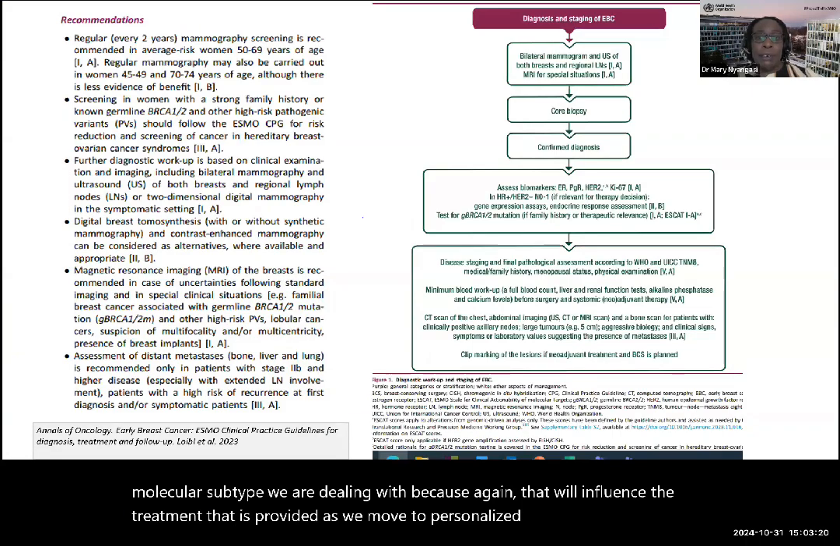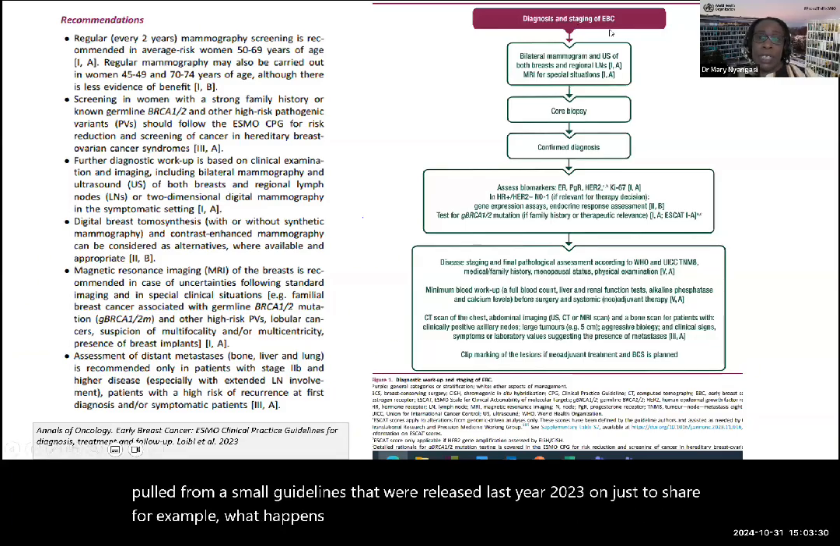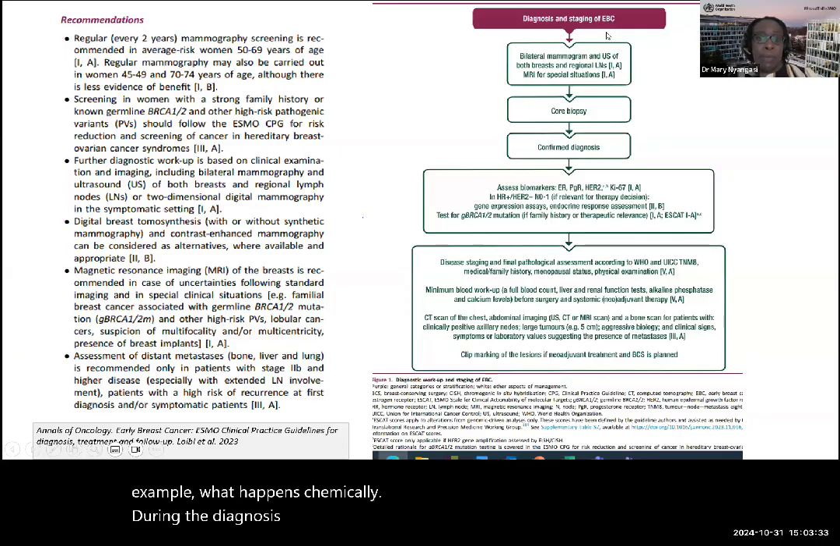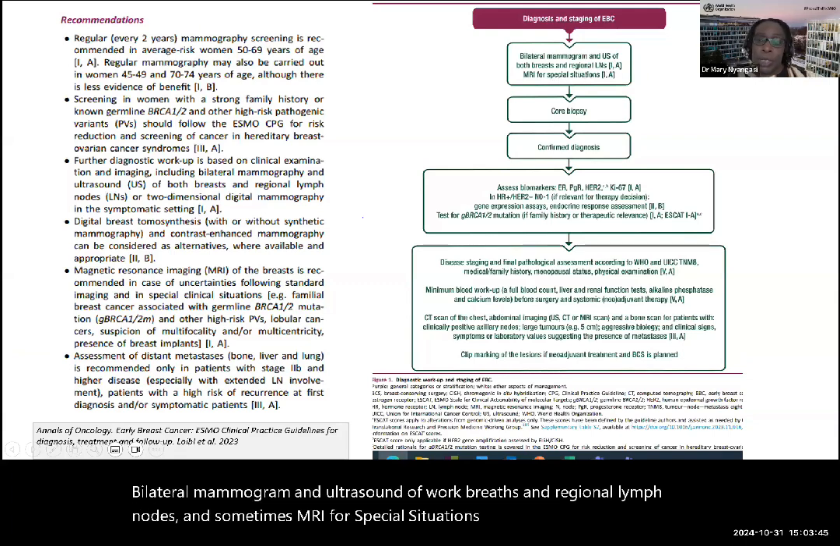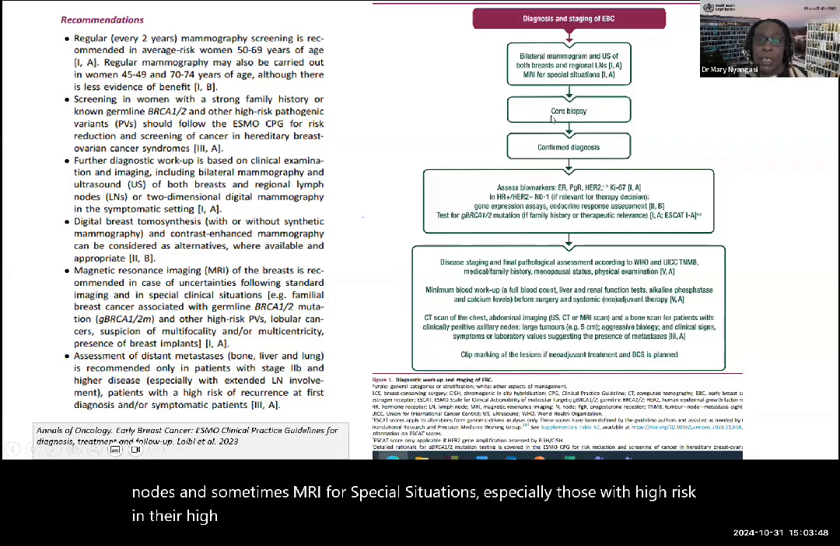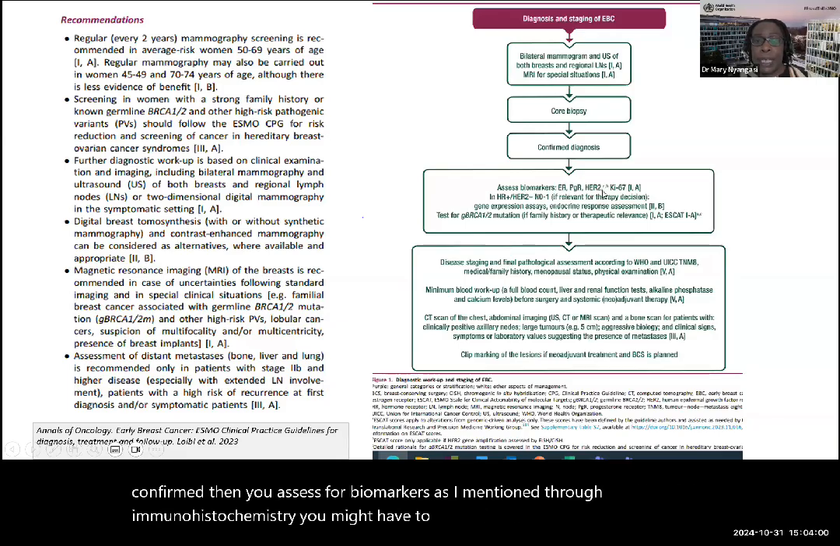So this slide I just pulled from the ESMO guidelines that were released last year, 2023, to share, for example, what happens clinically during the diagnosis and staging of breast cancer. Bilateral mammogram and ultrasound of both breasts and regional lymph nodes, and sometimes MRI for special situations, especially in high-risk populations. And then you have core biopsy. Once the diagnosis is confirmed, then you assess for biomarkers, as I mentioned, through immunohistochemistry. You might have to do ER/PR/HER2 and Ki-67 to know which subtype we are dealing with.